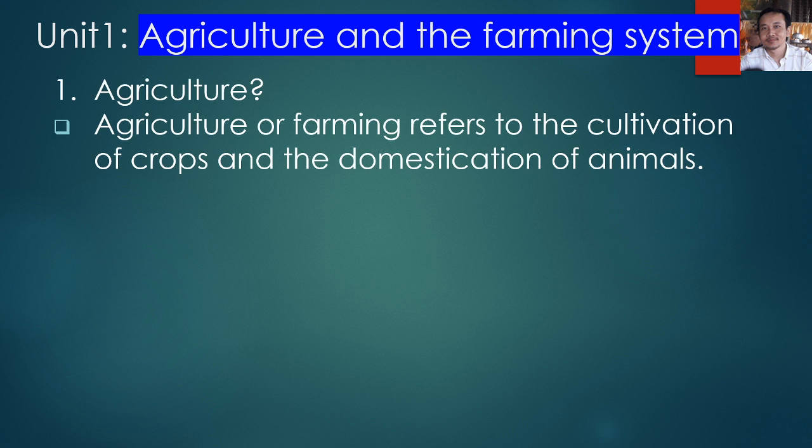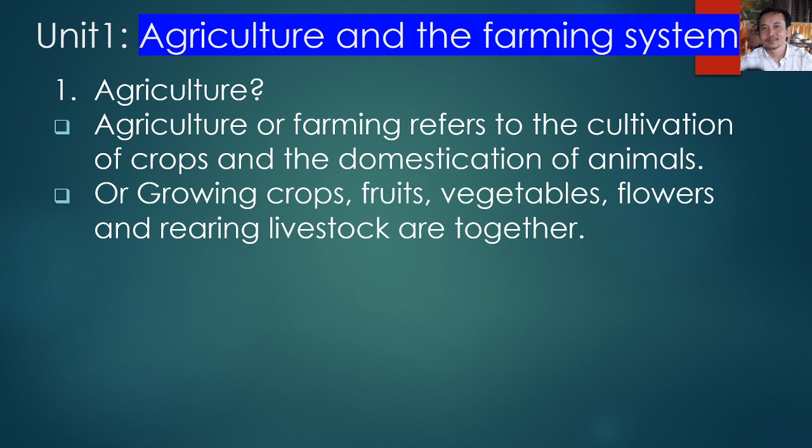Now let's get started. Here you can take a look at these definitions, the standard definitions for all of you. Agriculture or farming refers to the cultivation of crops and the domestication of animals. One more definition is growing crops, fruits, vegetables, flowers, and rearing livestock altogether. You can choose one or choose both, as they are easy to understand or remember when you take exams.